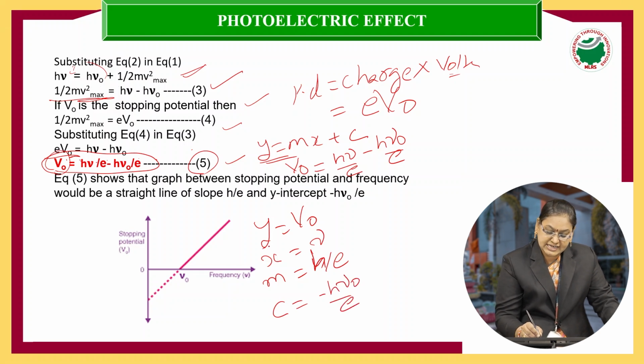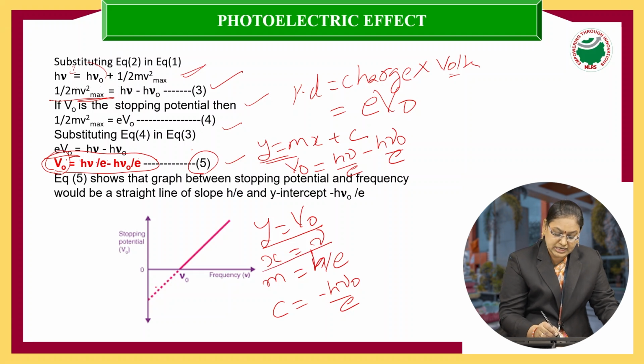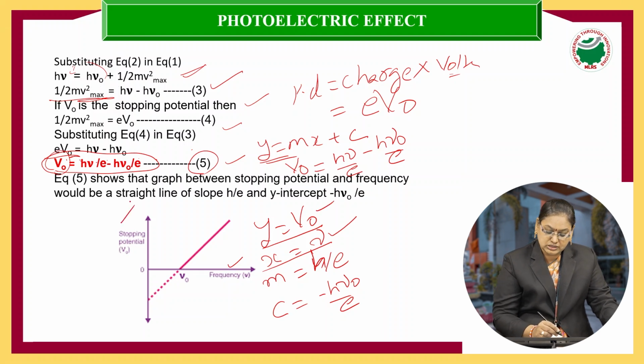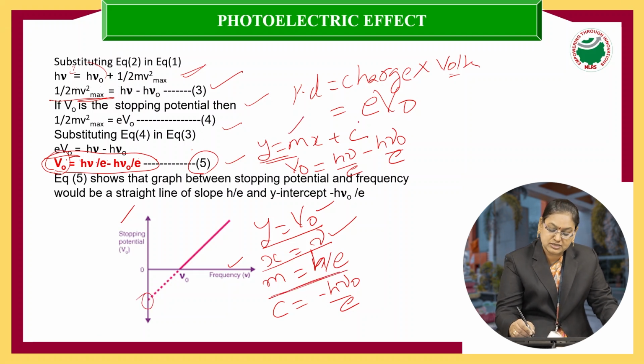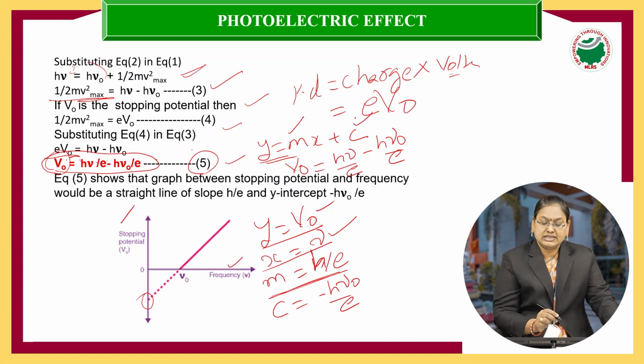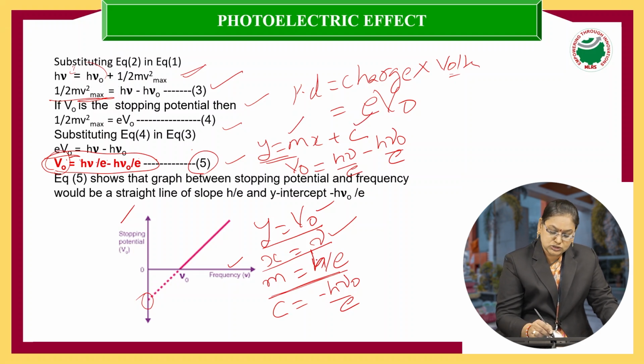So on y-axis, we are taking stopping potential. On x-axis, you are taking frequency. So now you plot a graph. See here, on x-axis, you are having frequency. On y-axis, we are taking stopping potential. Now what is happening? You are getting a straight line that is having a negative y-intercept. What is m here? Slope of the line. m represents slope, c represents the y-intercept. So slope is how much? Slope of this line is h by e.